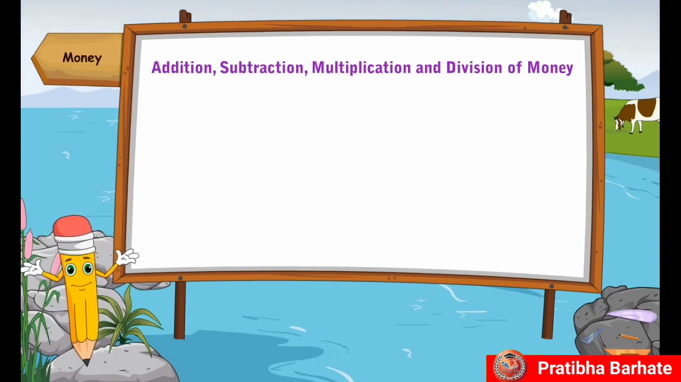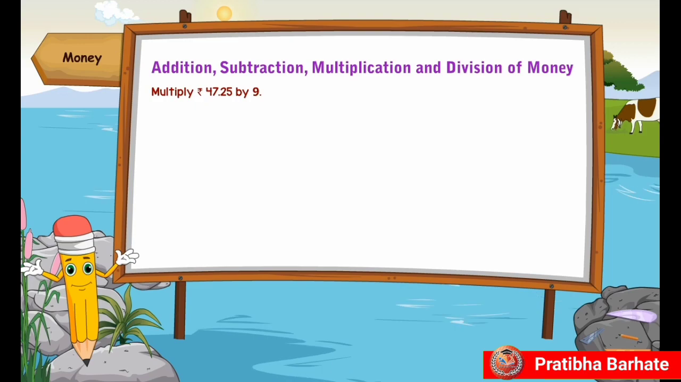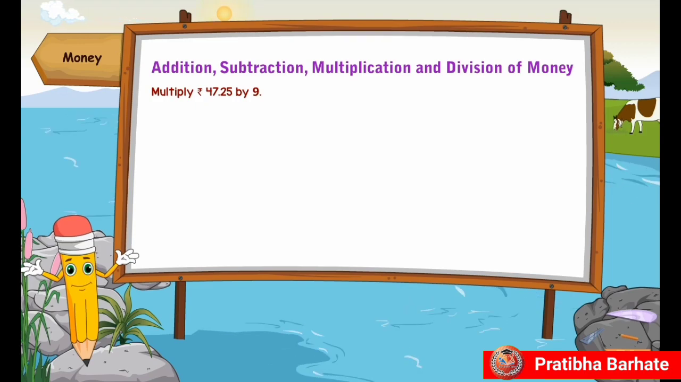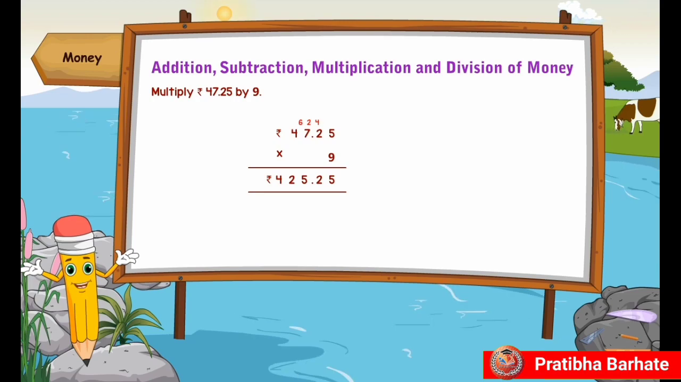Multiplication of money is the same as multiplication of any two numbers. When multiplying rupees and paise by a number, write rupees and put a point in the answer, 2 places from the right. Multiply 47 rupees 25 paise by 9. Multiply as we do in case of simple multiplication and then put a point in the answer 2 places from the right.